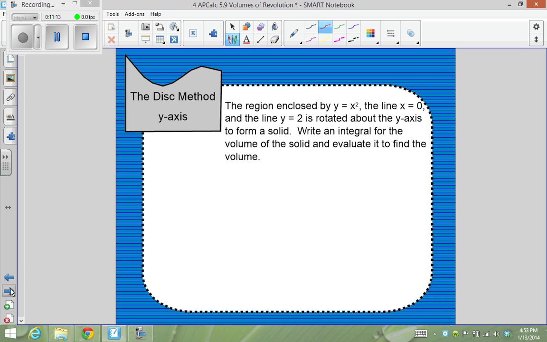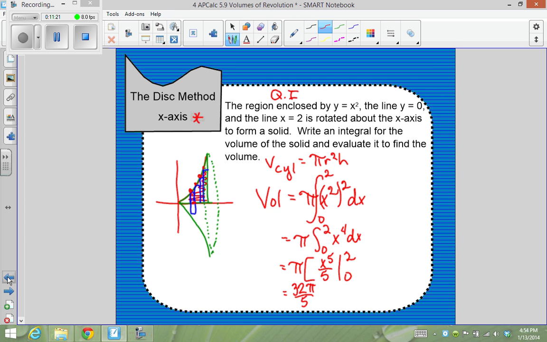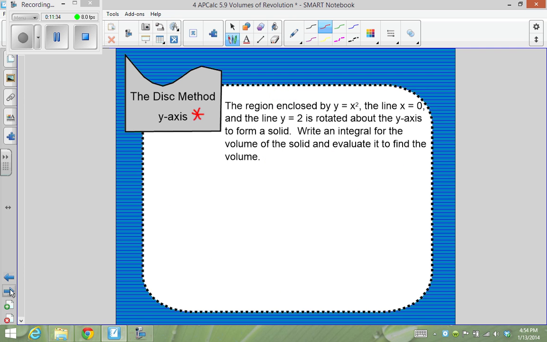Okay. This time it says the disk method, but I am going around the y-axis. That changes everything. If you go back and look, when I went around the x-axis, then my whole equation over here was in terms of x. Okay? Well, then logically, when I start going around the y-axis, my whole equation has to be in terms of y. Everything has to be there.